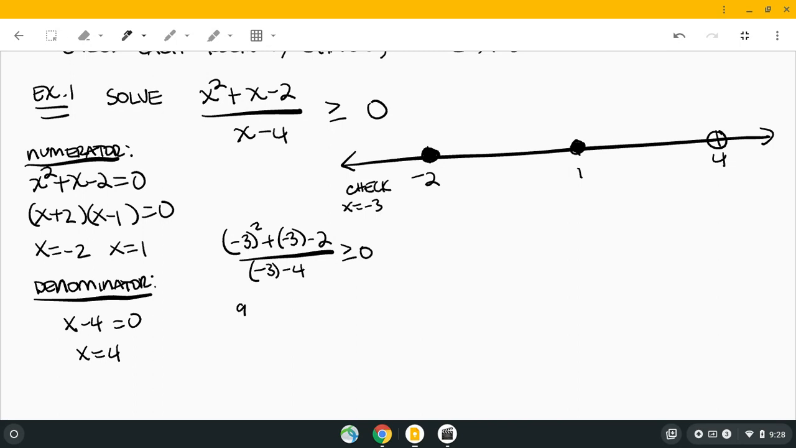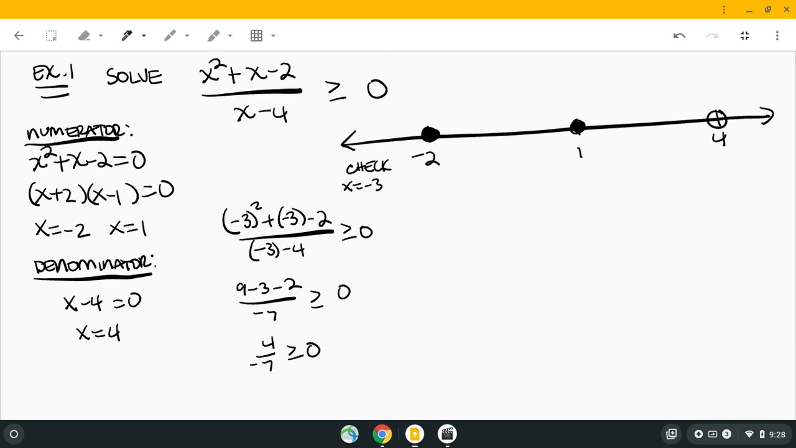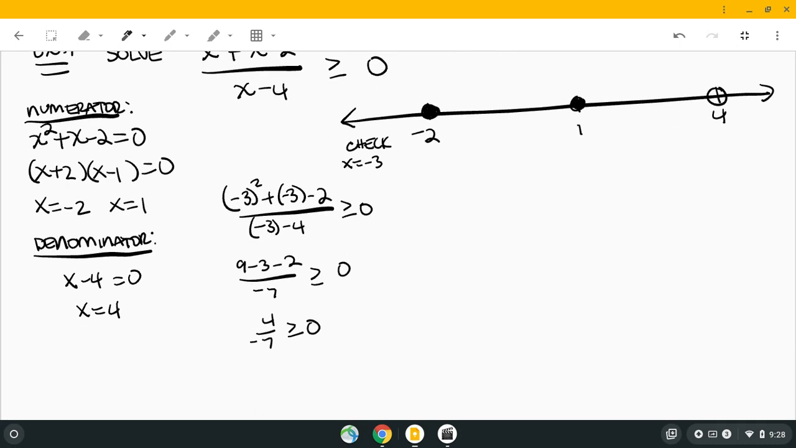So let's check. 9 minus 3 minus 2 over, this is negative 7. Okay. 9 minus 3 is 6. 6 minus 2 is 4. So we get negative 4 over 7. A negative number is not greater than or equal to 0. So this is false. Okay, so don't shade this region.